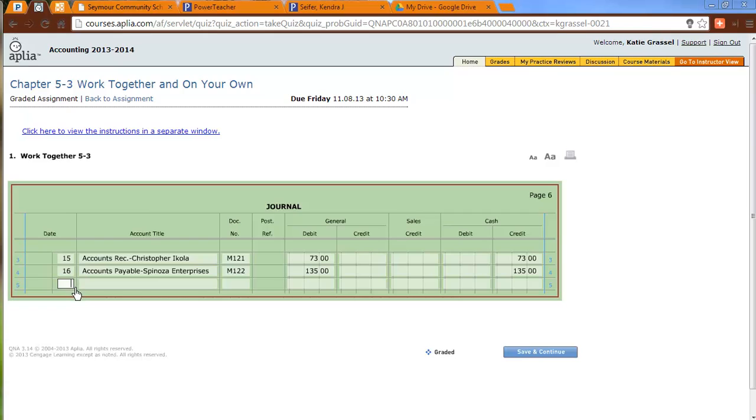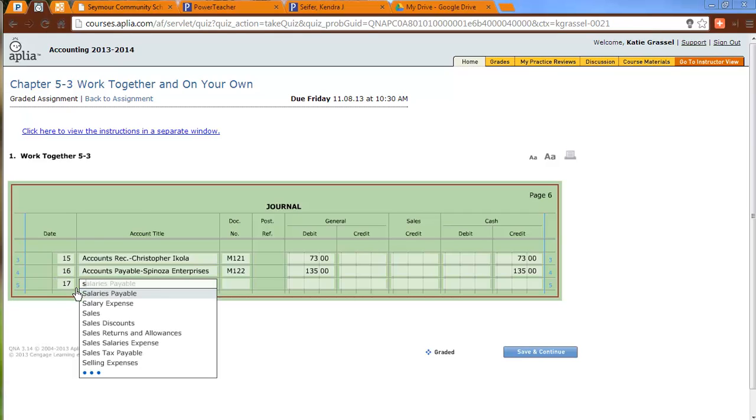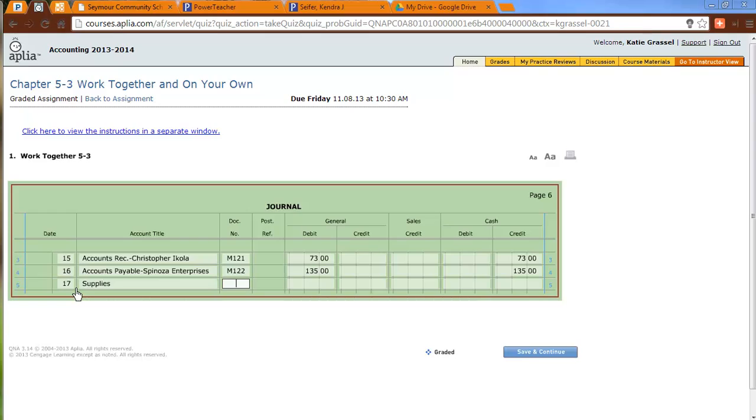So we're going to put the date of the 17th, and what did I buy? Supplies, not supplies expense. You don't know anything about supplies expense. Do not use that account, supplies expense. We'll learn about it in another chapter. Ignore it. M123. And I'm going to debit general, and I'm going to credit cash. So here we have 3 examples where I'm crediting cash, except the source document is not a check.